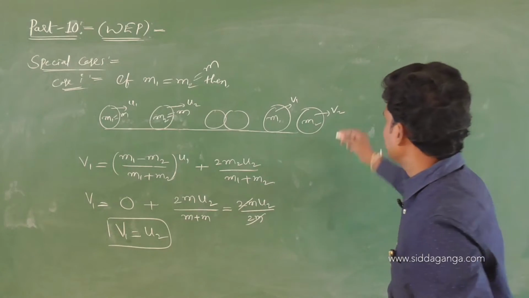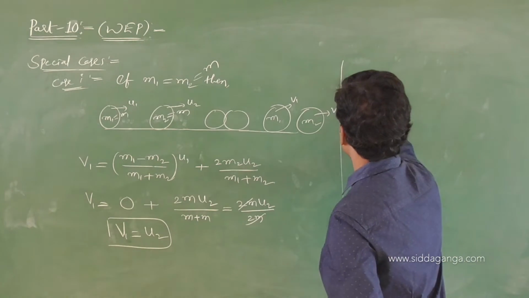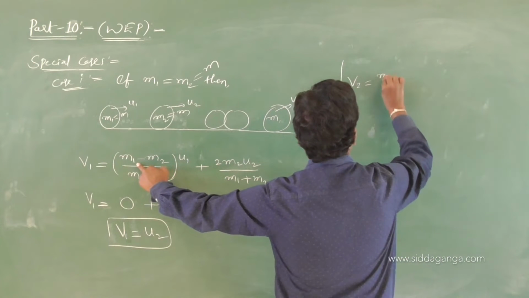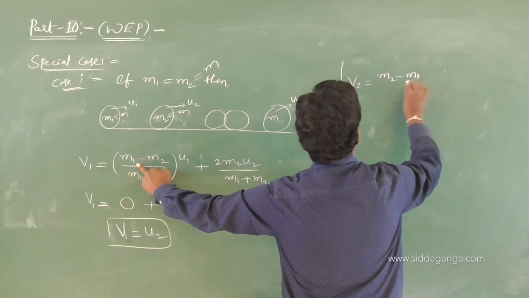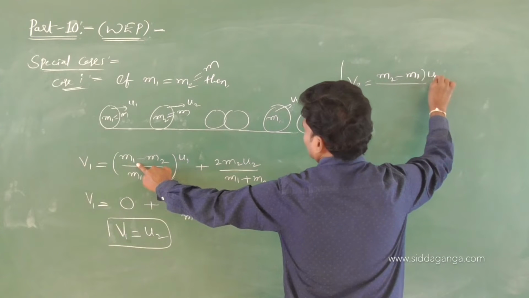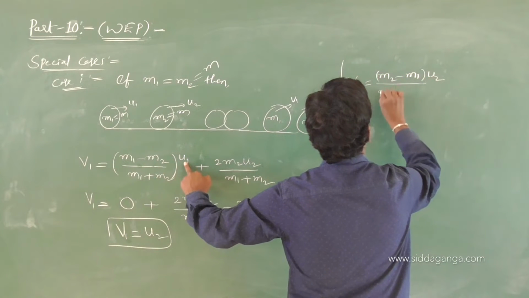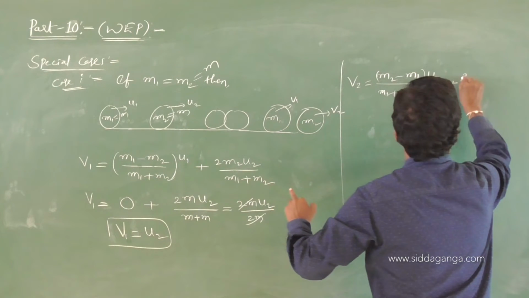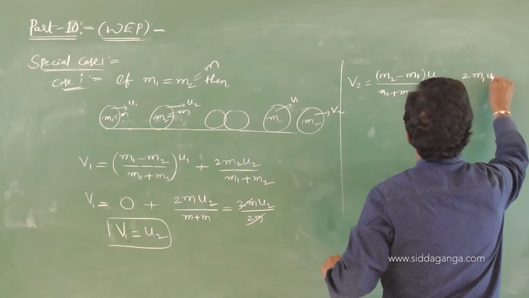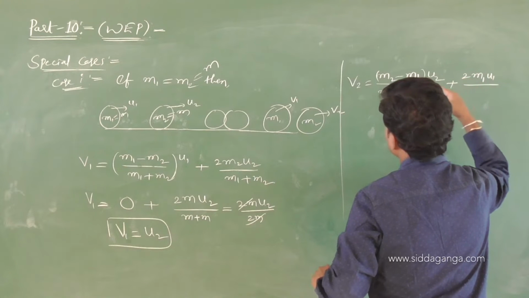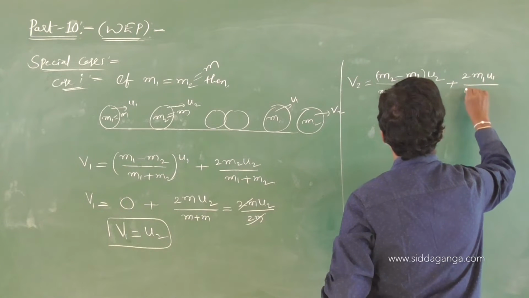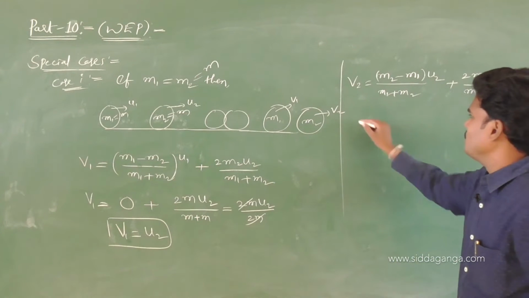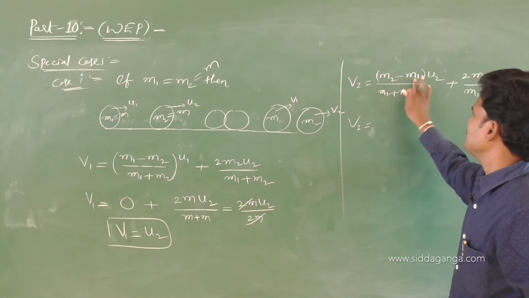Okay, let us see V2. What is the V2 formula? Quite the opposite formula, I think you remembered. (M2 minus M1) U1, nothing but U2, by (M1 plus M2). This is 2 M1 U1. I hope you remember this formula. I think you got this derivation also. So by (M1 plus M2). What is V2? V2 is M minus M, 0.